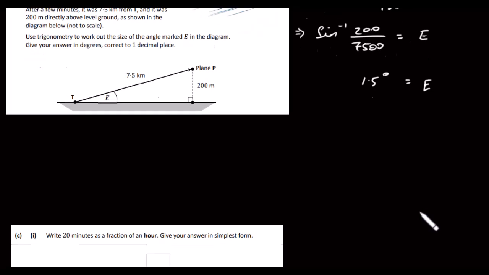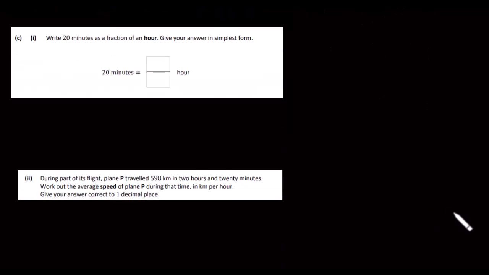So that's straightforward enough. Second one, write 20 minutes as a fraction of an hour. So 20 minutes as a fraction is going to be 20 over 60, which is 2 over 6, which is 1 over 3. So it's just a third of an hour.